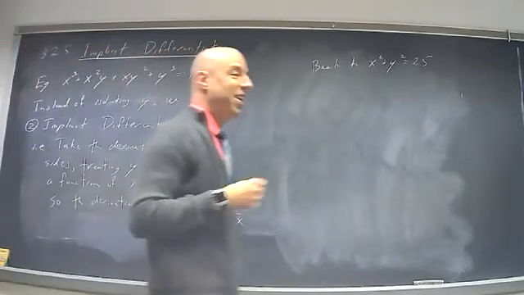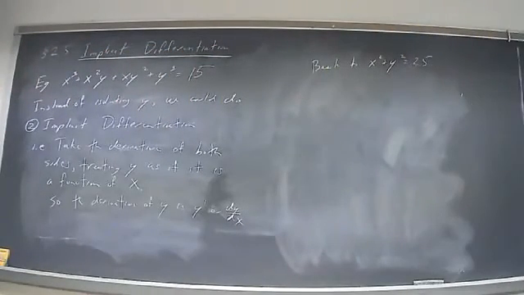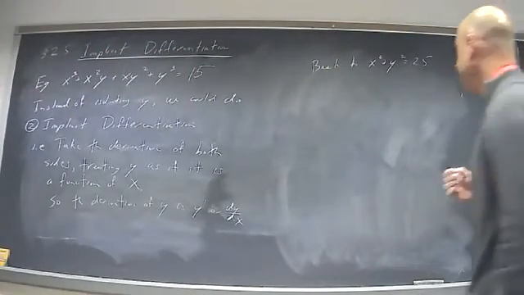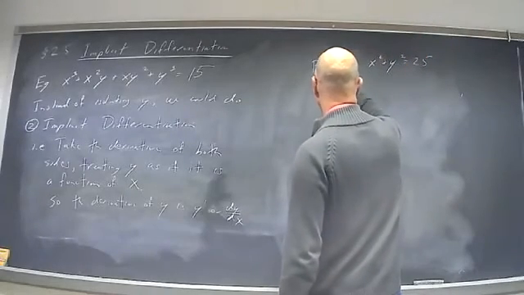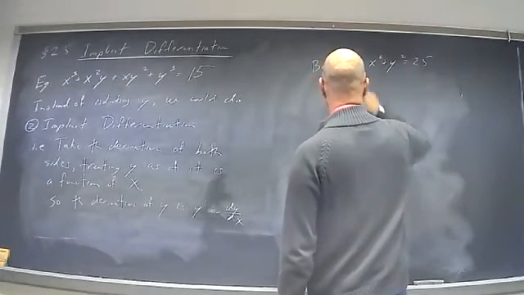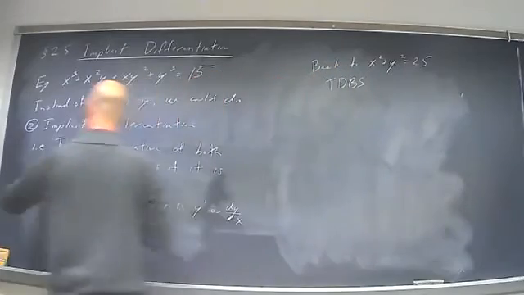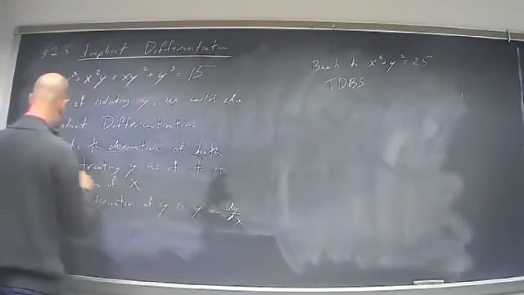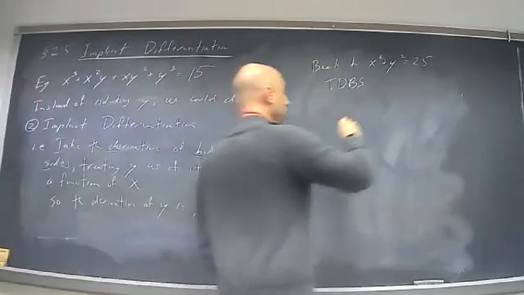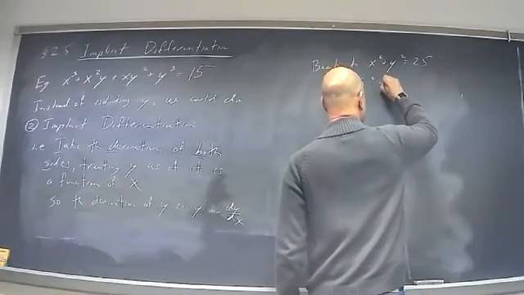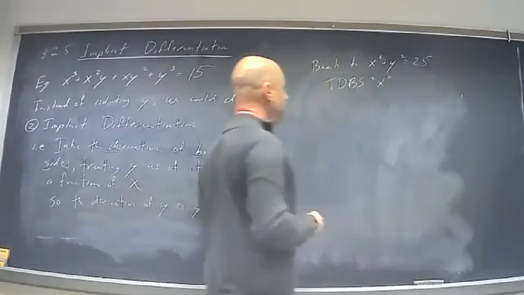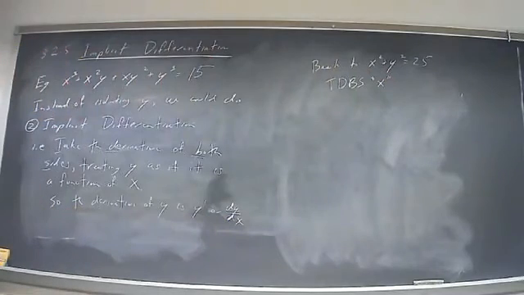We write this expression, take the derivative of both sides, so often that the best thing to do is just abbreviate it. You write TDBS, which is just take the derivative of both sides, with respect to our independent variable x. So TDBS, and then I just usually put x in quotes. Take the derivative of both sides with respect to the independent variable x. So x is just a regular variable, but y is going to be a function of x.